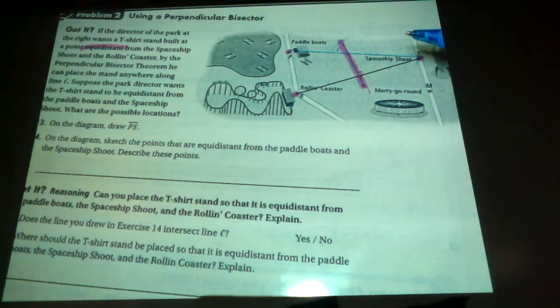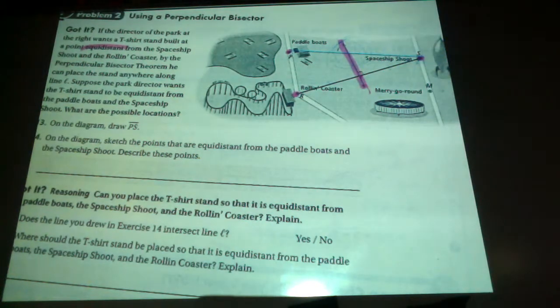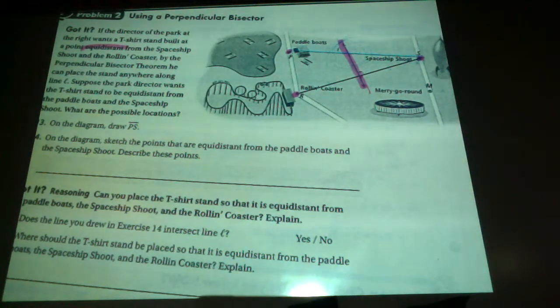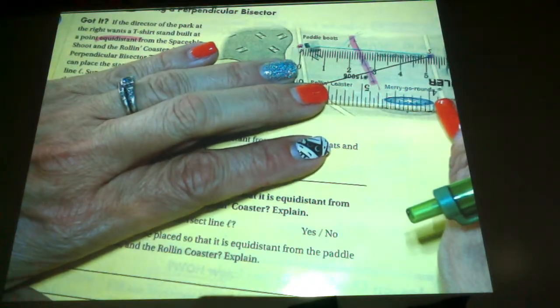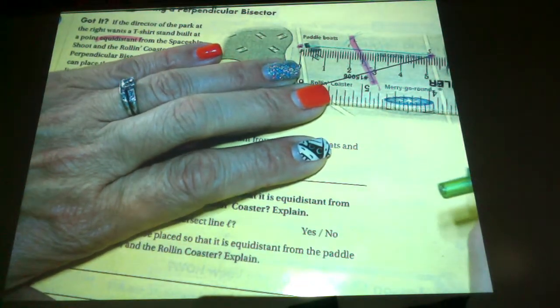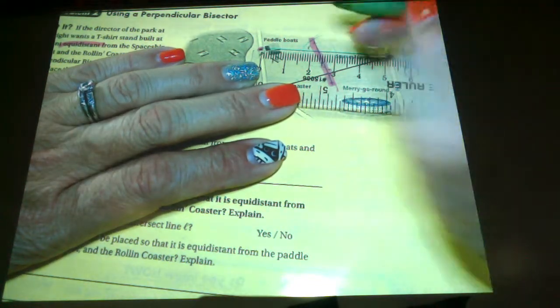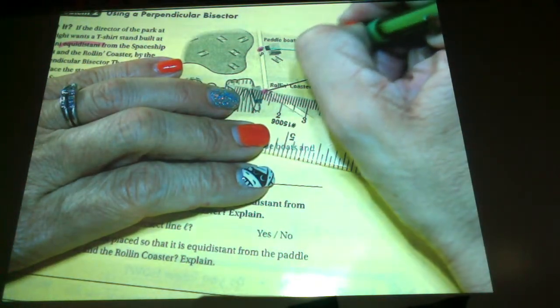perpendicular bisector. And so the question says, suppose the park director wants the t-shirt stand to be equidistant from the paddle boats and the spaceship. We could use that pink line. We'd have to find this distance. Use a ruler that can actually be on top. So this is about, give or take, 5 centimeters long. What's half of 5 centimeters? 2.5, so here's right about there. There's my midpoint, so we cut that in half.